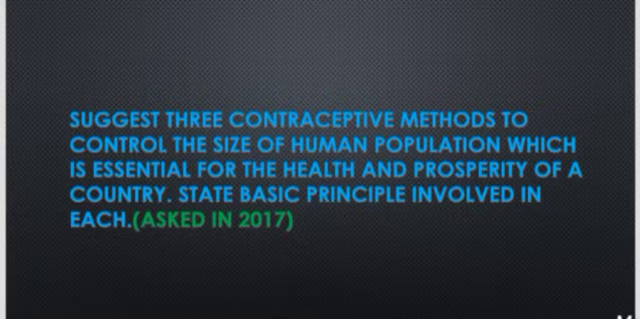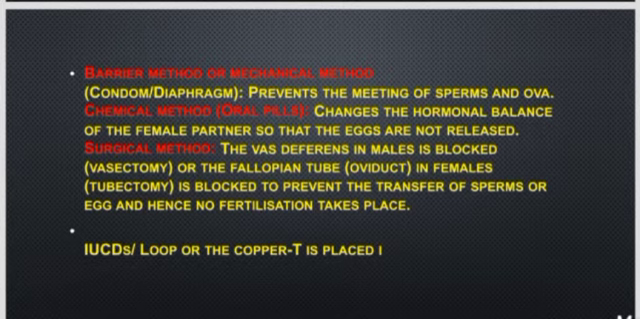We are discussing three kinds of methods for preventing pregnancies. That is the barrier method or mechanical method, the chemical method, and the surgical method. In the barrier method, we can use condoms or diaphragms. By using both, we know that they are preventing the meeting of the sperms and the ova. They are blocking the fertilization. And in the chemical method, it changes the hormonal balance of the female partner so that eggs are not released. So they are taking some pills, oral pills, tablets for controlling or preventing the fertilization process.